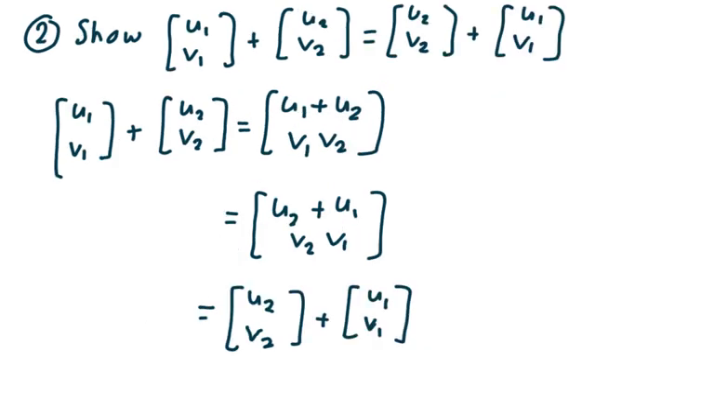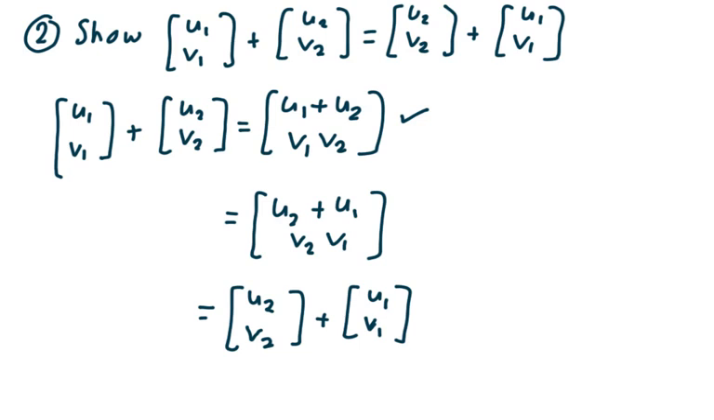Now we're going to show that column vector (u1, v1) plus column vector (u2, v2) is the same as column vector (u2, v2) plus the column vector (u1, v1). So we're going to start with the left side. So let's take column vector (u1, v1) plus column vector (u2, v2). But we have to watch how vector addition is defined in this problem. We're going to add the first components, multiply the second. So over here we get column vector (u1 plus u2, v1 times v2).